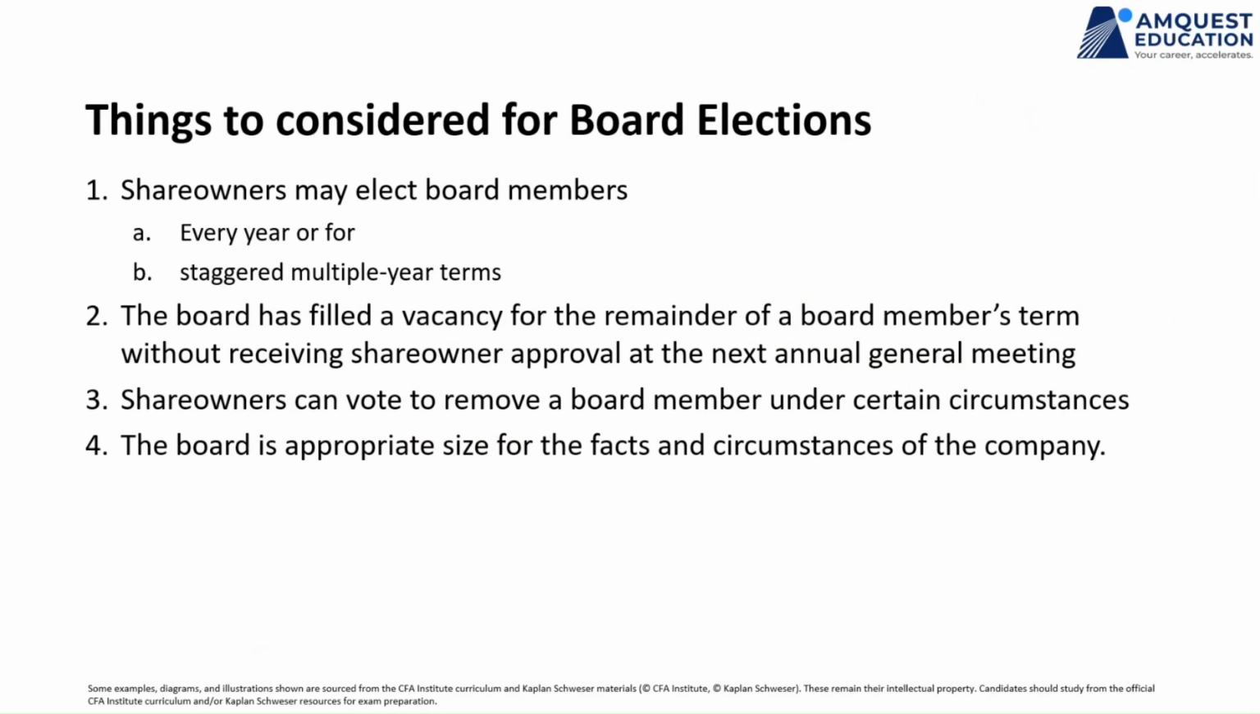Things to be considered for board elections: share owners may elect board members every year or staggered multiple year terms, which means they keep changing. The board has filled a vacancy for the remainder of the board member's term without receiving owner approval at the next annual general meeting.